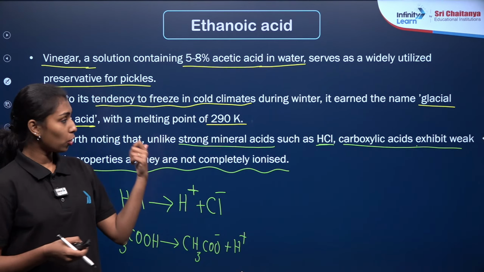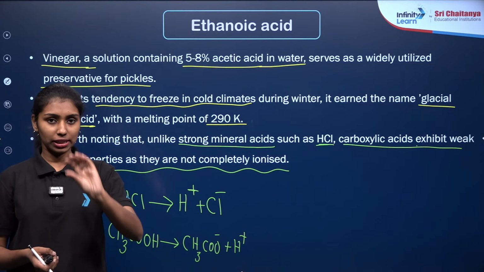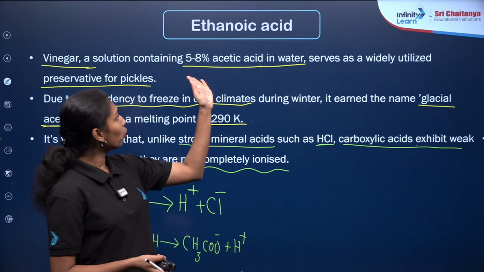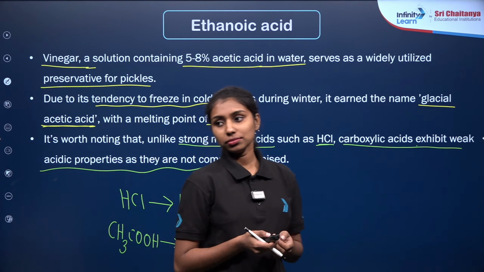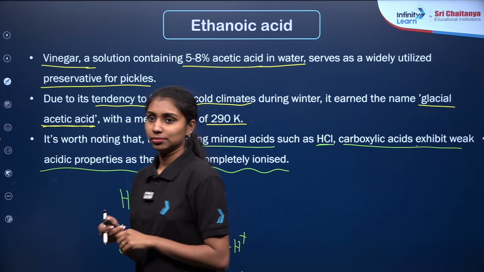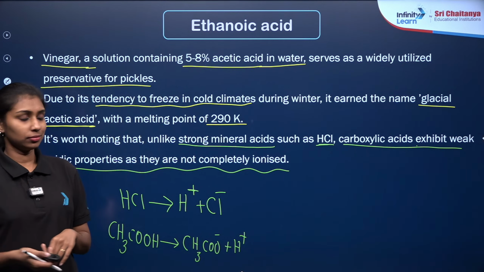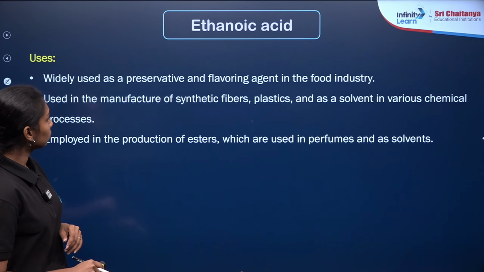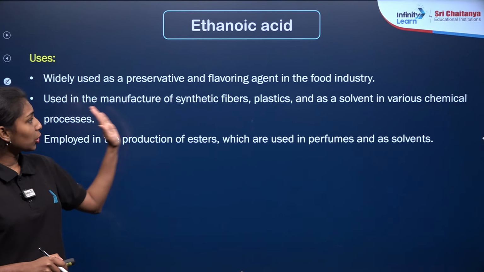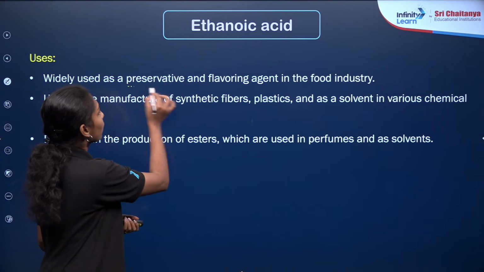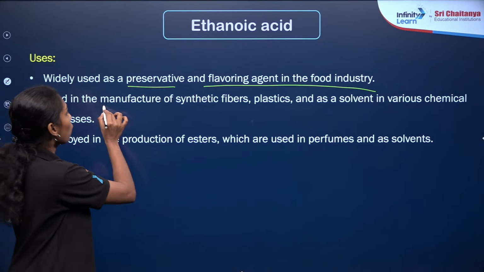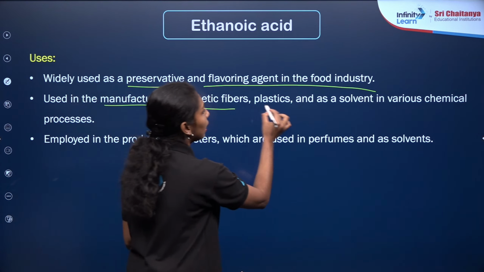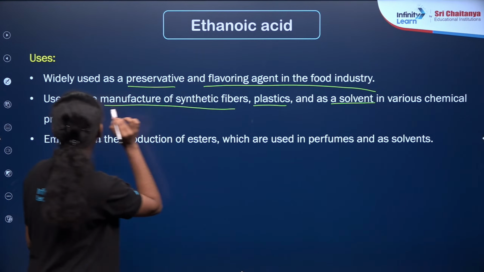Vinegar is a common example of acetic acid, right? Vinegar contains about 5 to 8% of acetic acid in water. Now, what are the uses again? It's used as a preservative and flavoring agent in the food industry, and also in the manufacture of synthetic fibers, plastics, and as a solvent in various chemical processes.